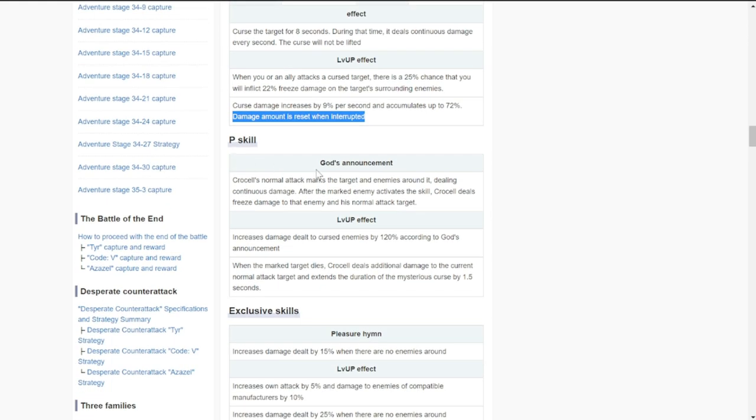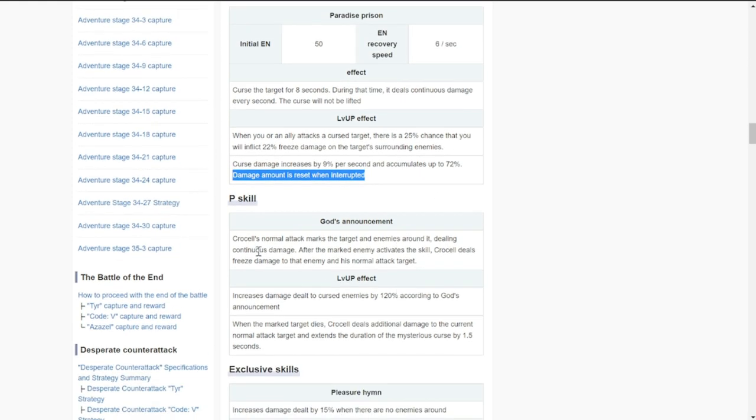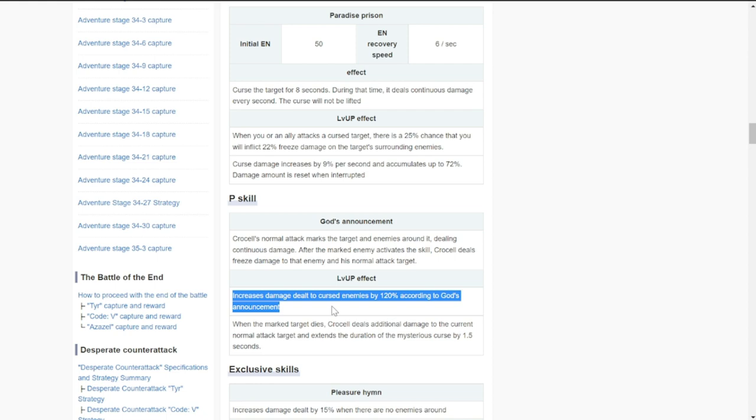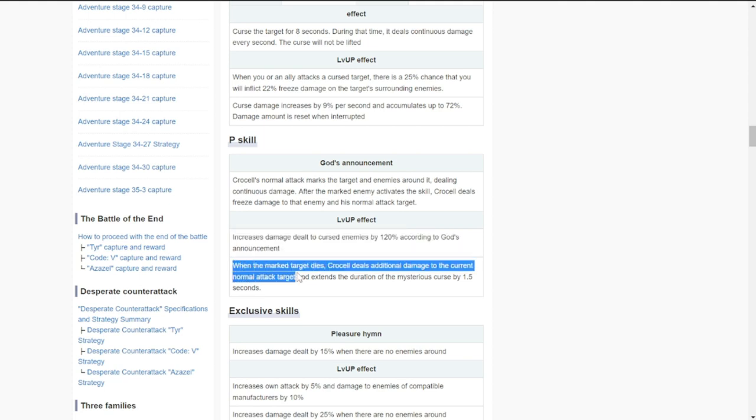Okay, for her passive, it's called God's Announcement. Crocell's normal attack marks the target and enemies around it, dealing continuous damage. After the mark, when an enemy activates a skill, Crocell deals freeze damage to that enemy and her normal attack target. So again, a good AoE splash damage built within her passive. For the level up effect, at level 2, it increases damage dealt to cursed enemies by 120% according to God's Announcement. When the marked target dies, Crocell deals additional damage to the current normal attack and extends the duration of the mysterious curse by 1.5 seconds.